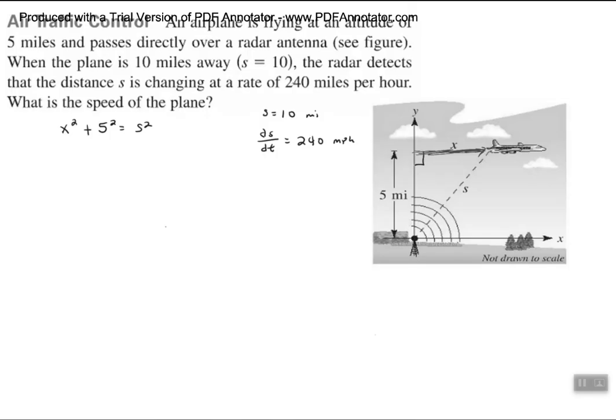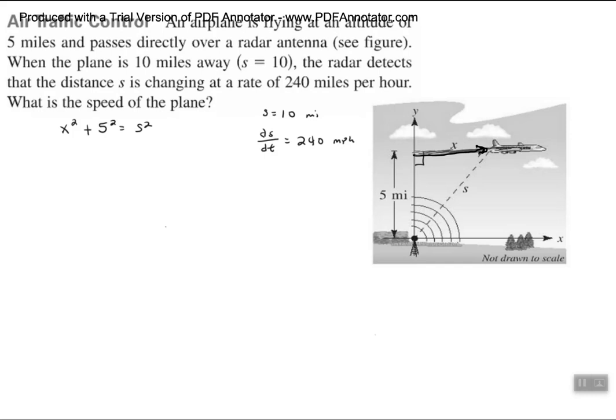All right, and the last example that we're going to look at is when an airplane is flying at an altitude of 5 miles and passes directly over a radar antenna. When the plane is 10 miles away, the radar detects that the distance s is changing at a rate of 240 miles per hour. What is the speed of the plane? So the speed of the plane would be dx/dt. We're looking at x here, how fast this plane is going. So the speed of that plane would be dx/dt.